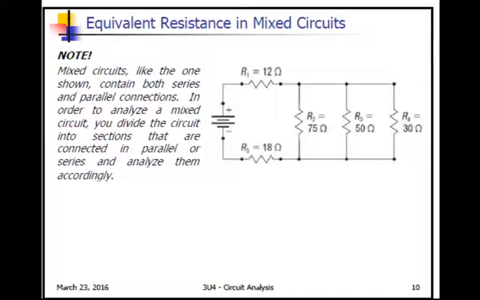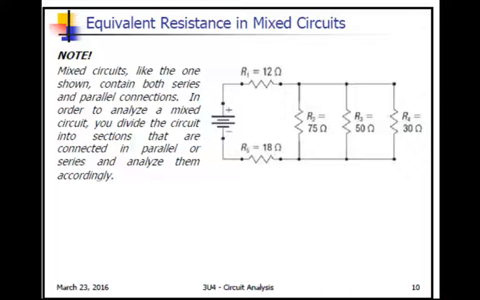So far we've talked about series and parallel circuits, but most circuits are actually going to be mixed circuits. They're going to have portions that are in series and portions that are in parallel. And here's an example of a mixed circuit. You can see that R1 and R5 are connected in series, but R2, 3, and 4 are all connected in parallel. So how do we analyze a circuit like this?